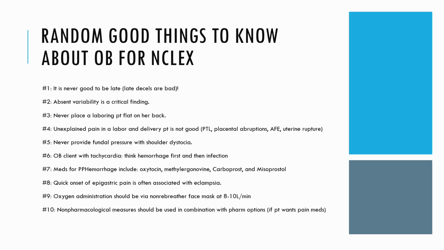Meds used for a postpartum hemorrhage include oxytocin, methergine, carboprost, and misoprostol. If your patient all of a sudden has a quick onset of epigastric pain, a lot of times that's associated with eclampsia, or she's about to seize on you. When we give oxygen to moms in labor, it should be administered via a non-rebreather face mask at 8 to 10 liters per minute. And whenever a patient is in pain and asks for pain meds, yes, we can give her pain meds, but we should also try to incorporate non-pharmacological methods, kind of use them together.